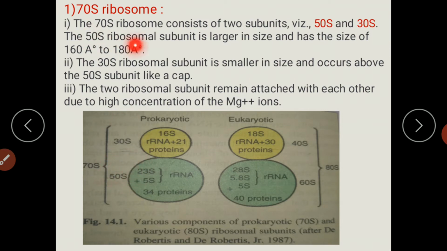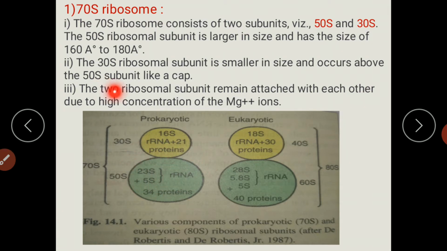The 50S ribosomal subunit is larger in size, with a size of 160 angstrom to 180 angstrom. The 30S ribosomal subunit is smaller in size and occurs above the 50S subunit like a cap. So this is the larger subunit and this is the smaller subunit, which forms a cap on the larger subunit.